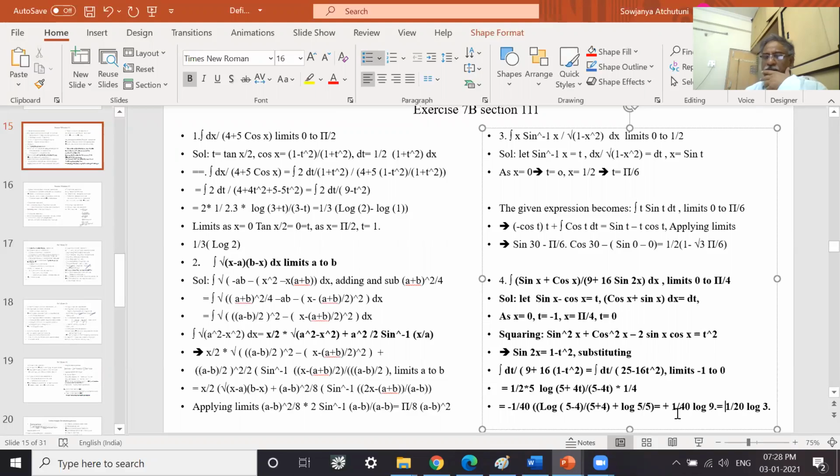1 by 20, because this is plus. First 0 will be substituted here, so this becomes 0. Minus 1 will be substituted: 5 minus 4 is 1, 5 plus 4 is 9. So 1 by 9, when it comes to the top, this becomes plus. Okay. This is a very good problem for exercise, and this is also a very tough problem.